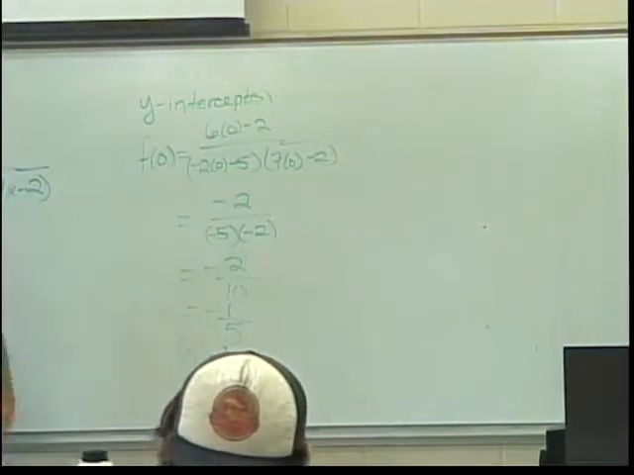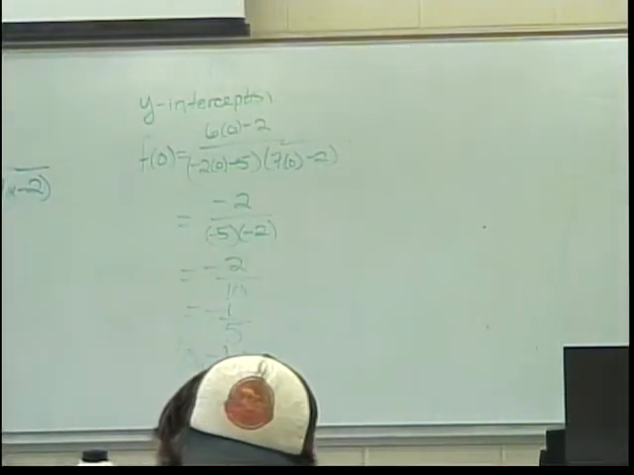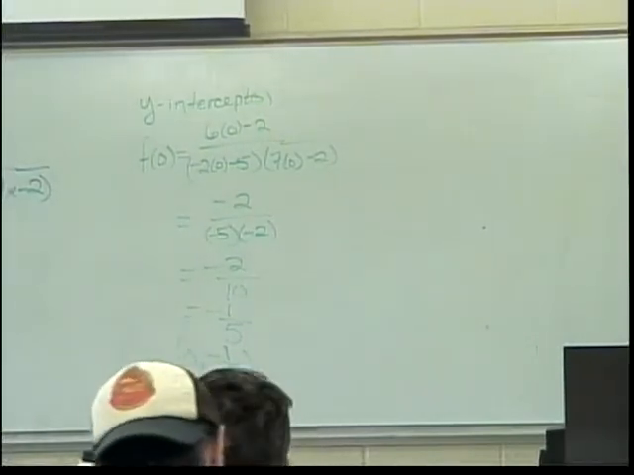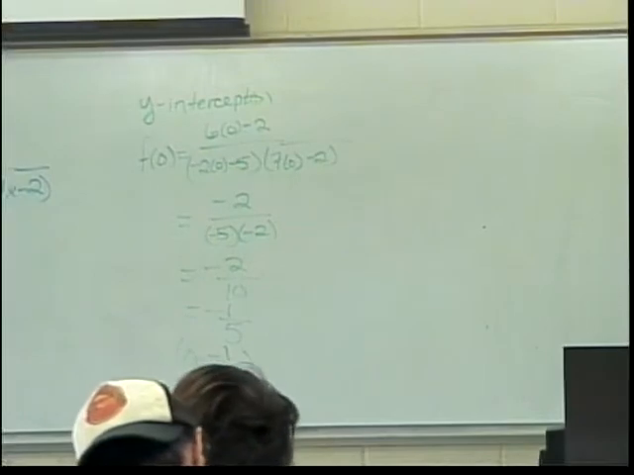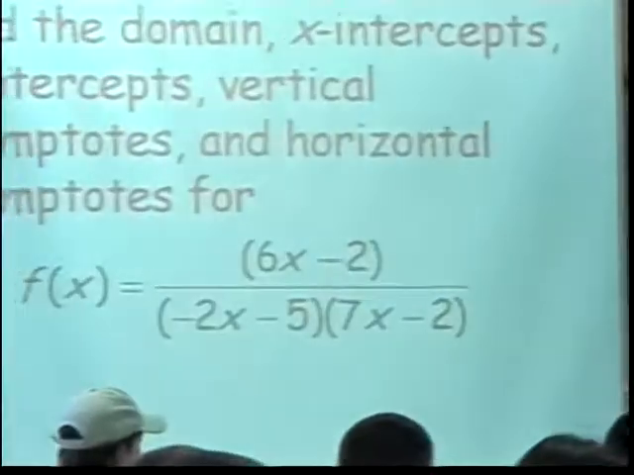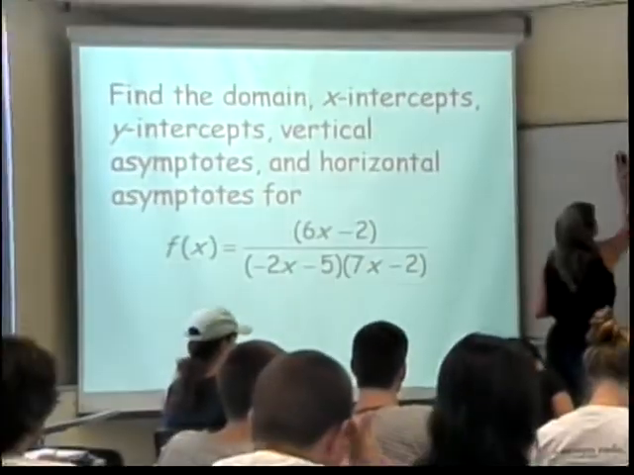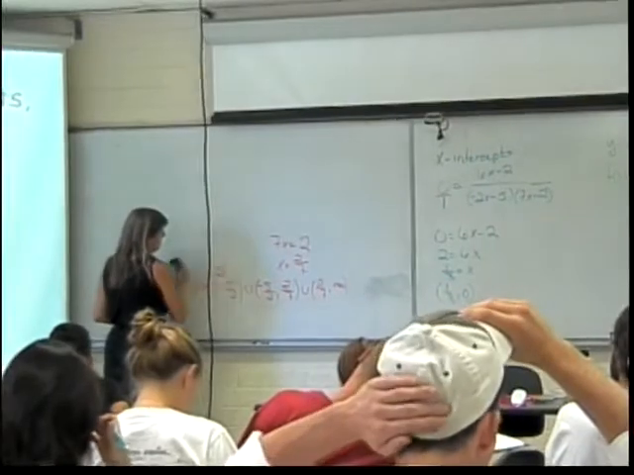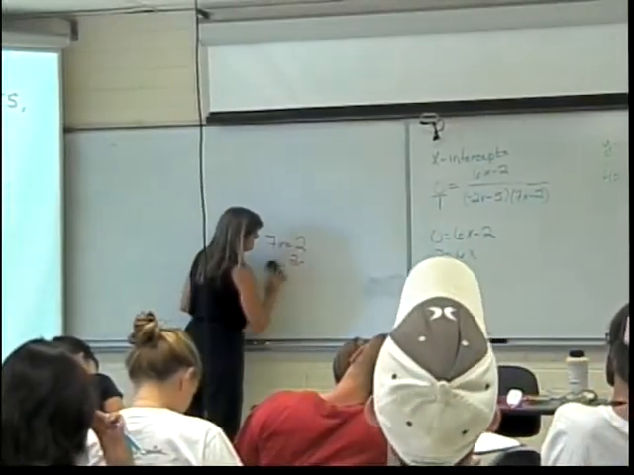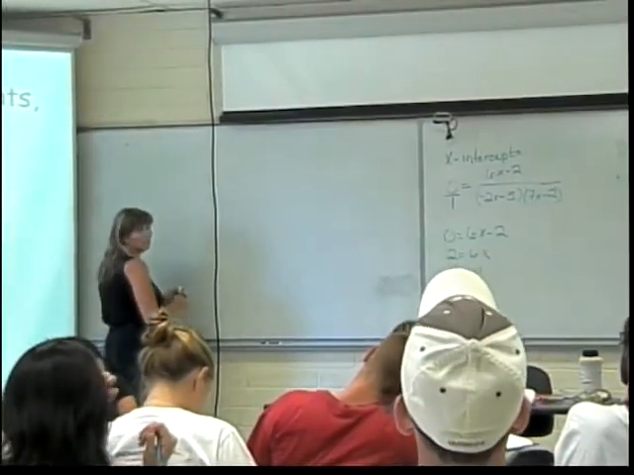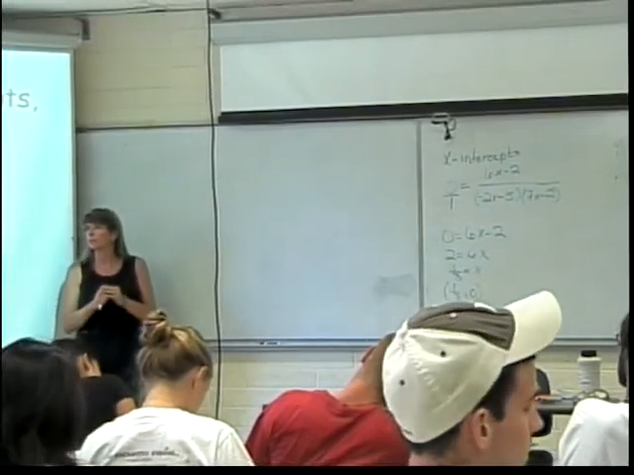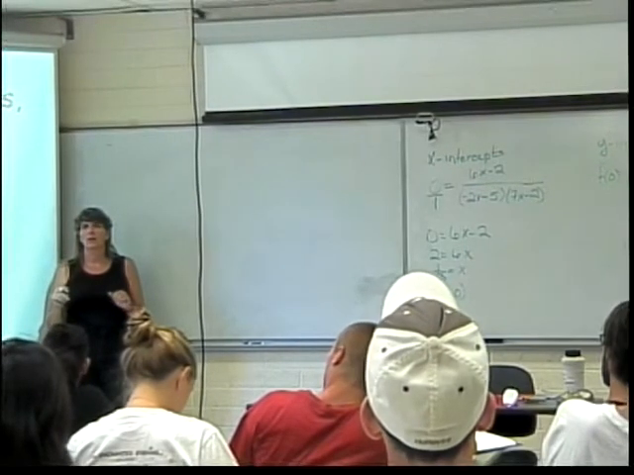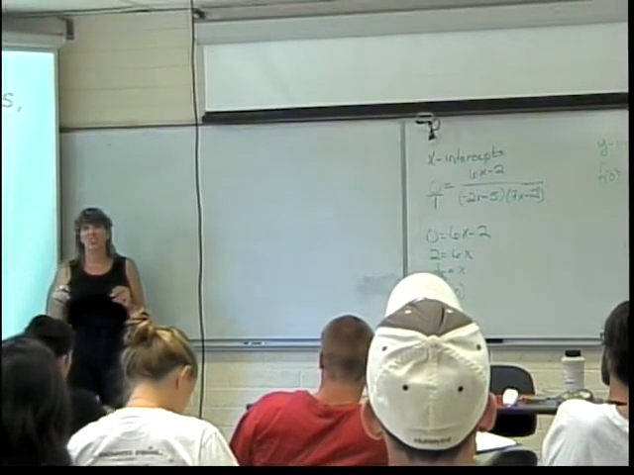Now, we already knew how to find denominators, x-intercepts, and y-intercepts. The new stuff has to do with vertical asymptotes and horizontal asymptotes. So let's talk about how we find, well, what is a vertical asymptote? Anybody know what a vertical asymptote is? We get close to a number but never reach it.